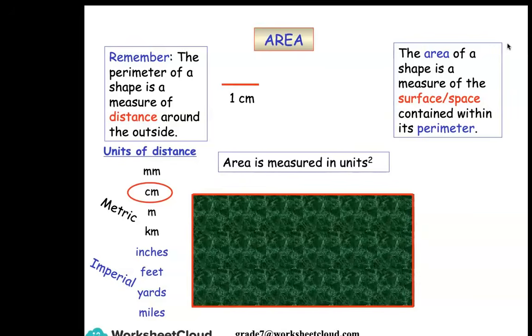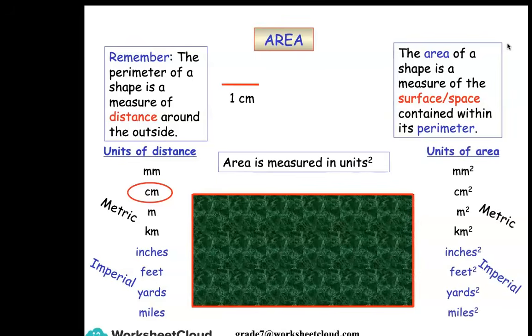Because we are multiplying 2 dimensions, that gives us units squared. And there are your units of area. And you'll notice the exponent 2 indicates a squared measurement. Okay, and there is a 1 centimeter squared, which is literally a square made up of sides of length 1 centimeter. So 1 centimeter times 1 centimeter is 1 centimeter squared.